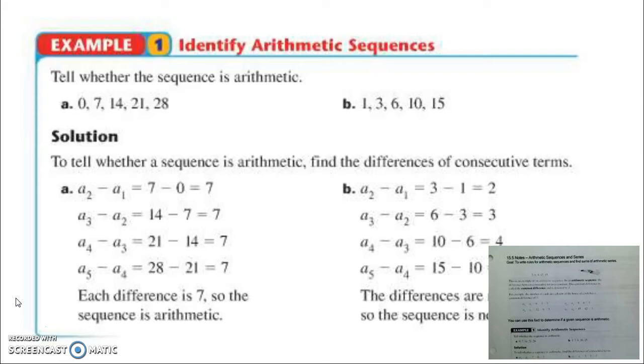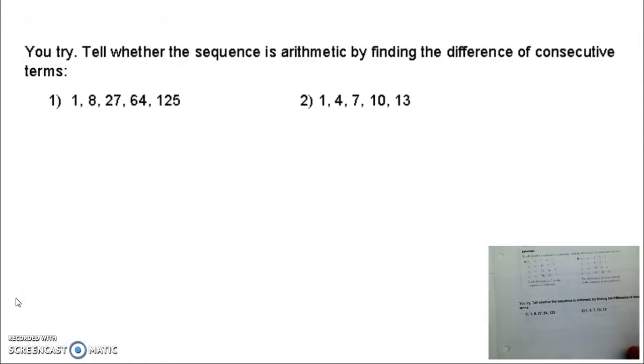What about an example B? 3 minus 1 is 2. 6 minus 3 is 3. 10 minus 6 is 4. So the differences are not the same. So this is an example of a sequence, but it's not an arithmetic sequence.